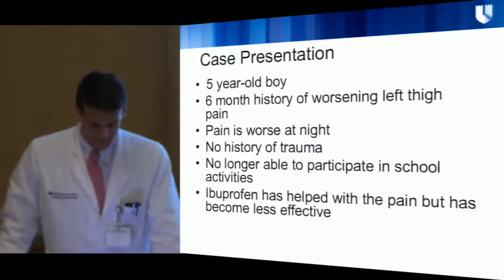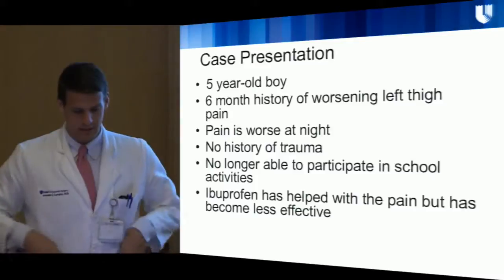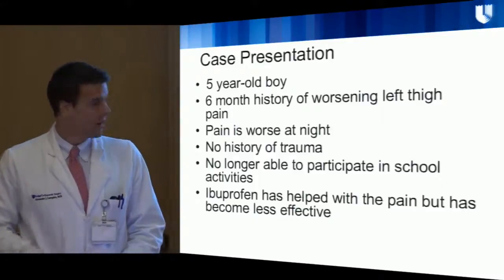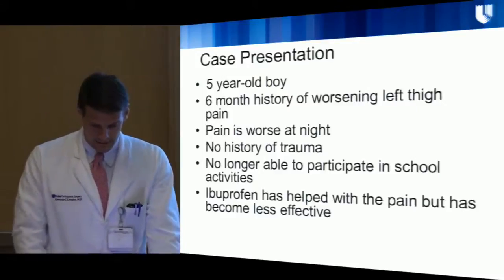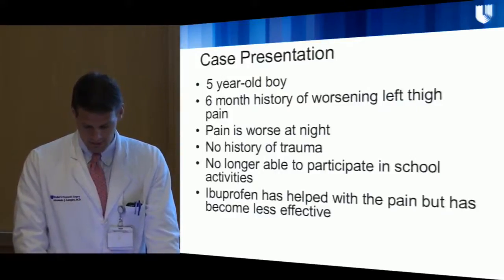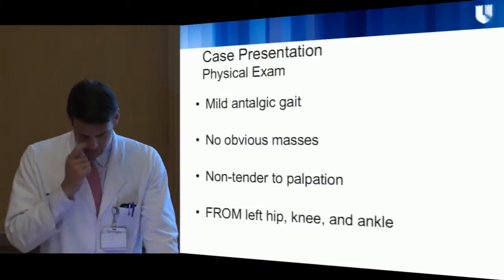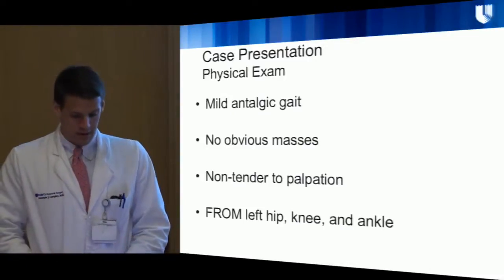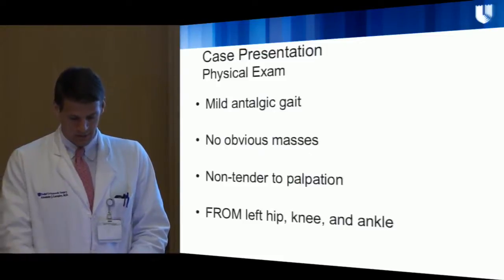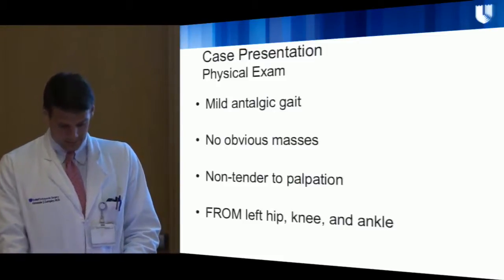Start with the case presentation. This is a 5-year-old boy. He has a 6 month history of worsening left thigh pain, worse at night. No history of trauma. It's starting to interfere with his activities, and NSAIDs have helped with the pain but have become less effective. On physical exam, he has an antalgic gait, no obvious masses, non-tender palpation, and full range of motion of the hip, knee, and ankle.